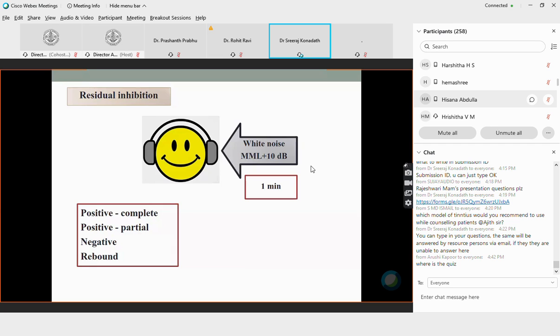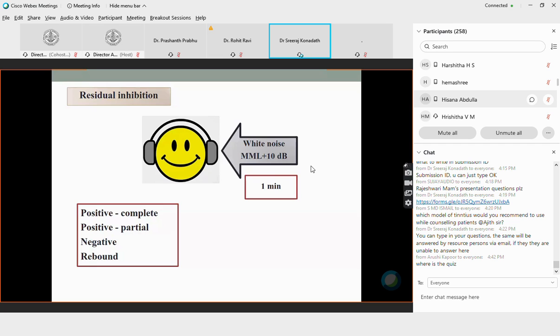At the end of 1 minute, if you find that tinnitus is absent, that is called positive residual inhibition. If tinnitus is there but has reduced, it is called partial inhibition. If there is no change, it is called negative inhibition. And if the tinnitus becomes more after giving the noise, it is considered rebound, where the tinnitus perception becomes more.